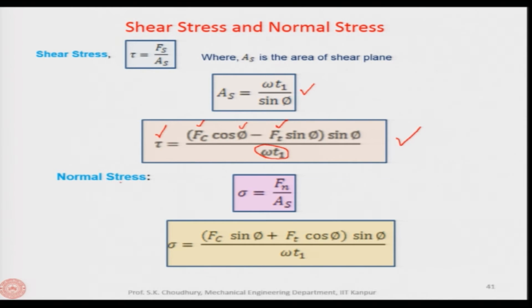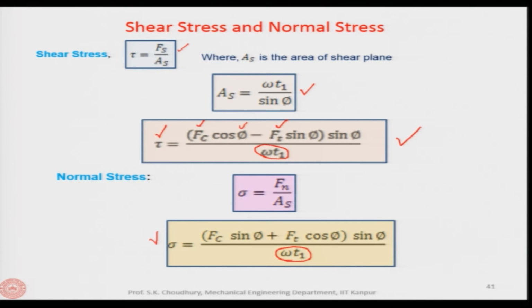Similarly, we can find the normal stress, which is Fn divided by As, like we have done here, where this was Fs by As. Now it is the normal force because it is the normal stress. From Merchant's analysis, we found Fn as Fc sin phi plus Ft cos phi, multiplied by 1 over As, where sin phi goes up and W T1 is in the denominator. So the normal stress can also be found analytically if we know Fc, Ft, phi and the physical parameters, width and T1.